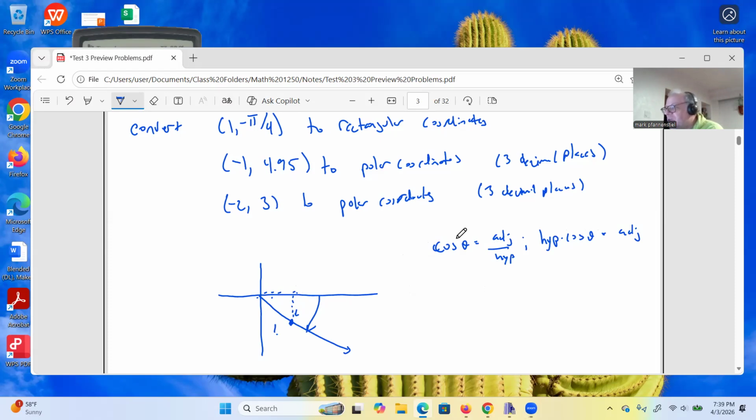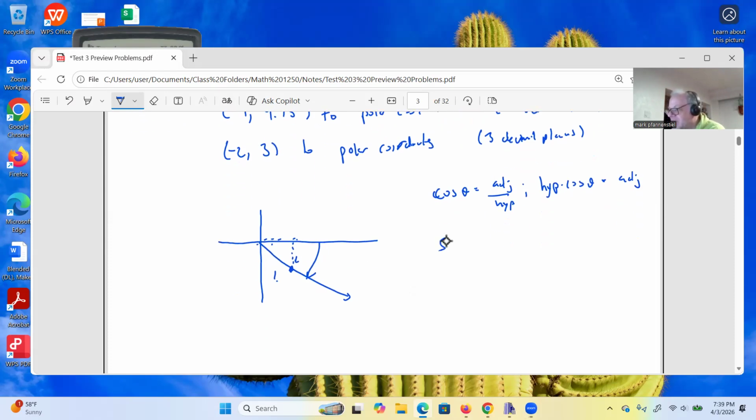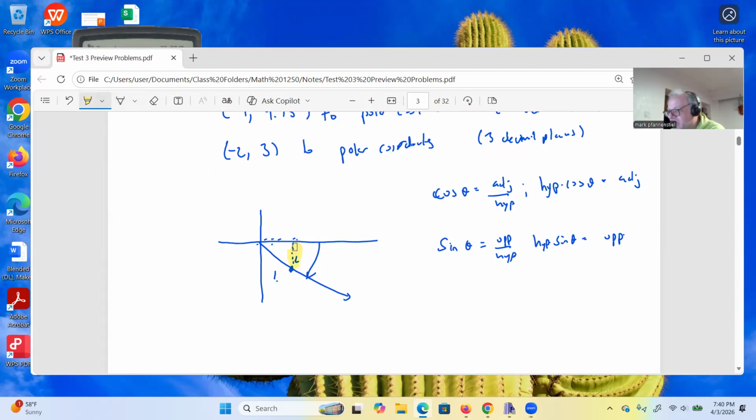I'm going to go ahead and do the other side. So we could say sine of theta is equal to the opposite over the hypotenuse. Multiply both sides by the hypotenuse, so we have hypotenuse times sine of theta is equal to the opposite side. That's exactly what we're looking for down here. So that's what we're going to have down here. We're going to get this part. So that's kind of what we're doing with this.